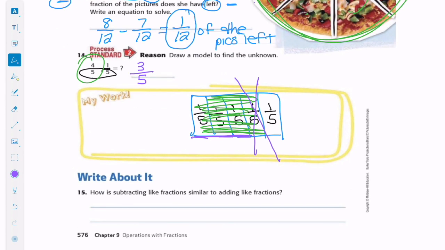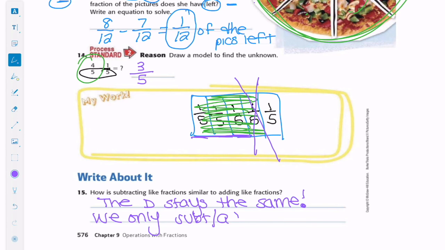Okay, and our last question, how is subtracting like fractions similar to adding like fractions? I kind of talked about this at the beginning, right? The denominator stays the same. We only subtract or add the numerator. Anything along that line is a wonderful answer.